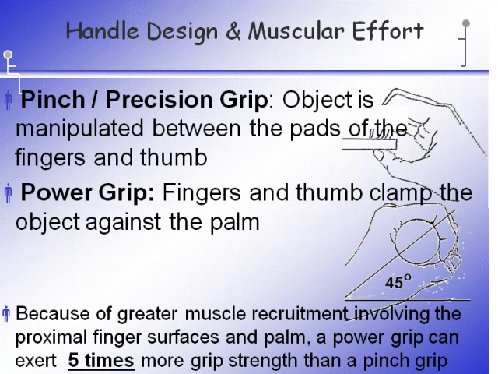Simply increasing the diameter of the hand tool from a pinch grip to a power grip, or decreasing it from an oblique grip to a power grip, can decrease the muscle force required to actuate the tool or be able to do the job.